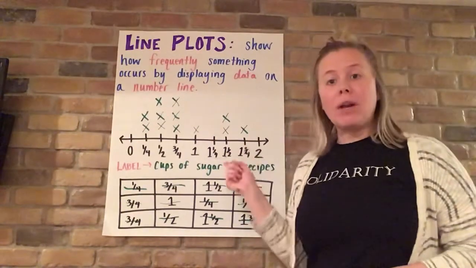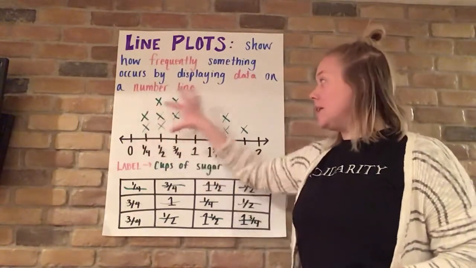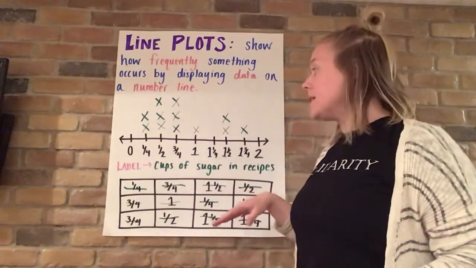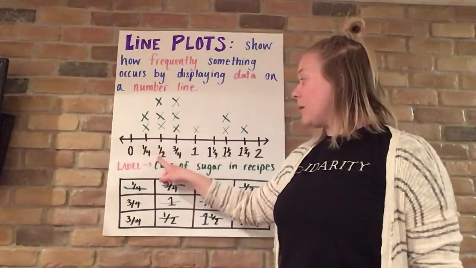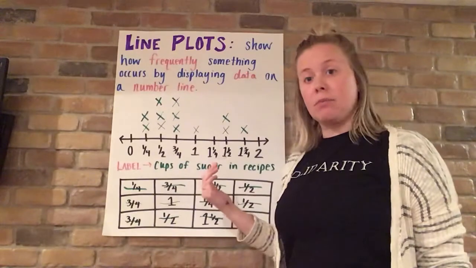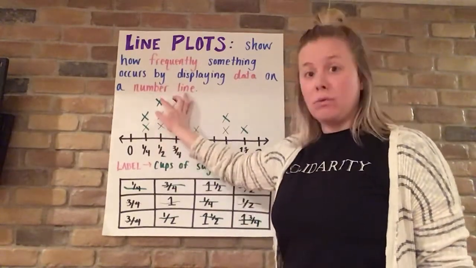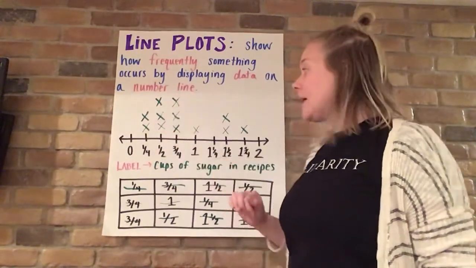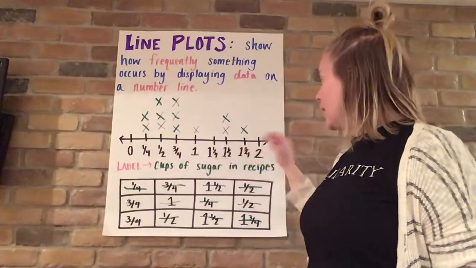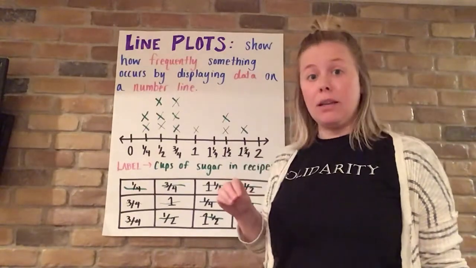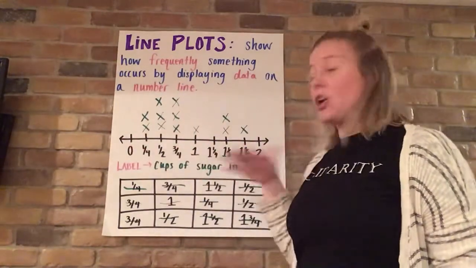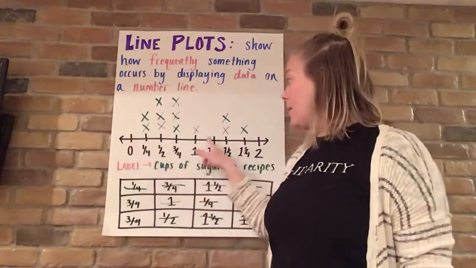Now when I look at this, I can understand the information easily rather than having to go through this chart. I can see that he uses 1/2 a cup of sugar and 3/4 a cup of sugar most frequently in his recipes, because those have the most X's above them. I can see that he uses 0 cups, 1 1/4 cups, and 2 cups the least frequently, which means not that often, because there are no X's there. None of the recipes called for that amount of sugar.